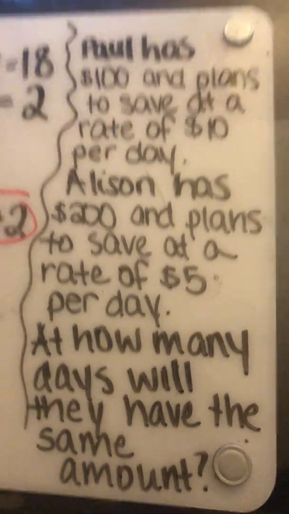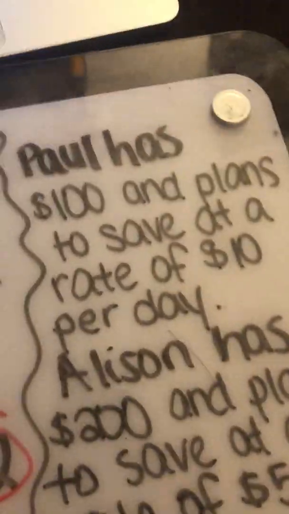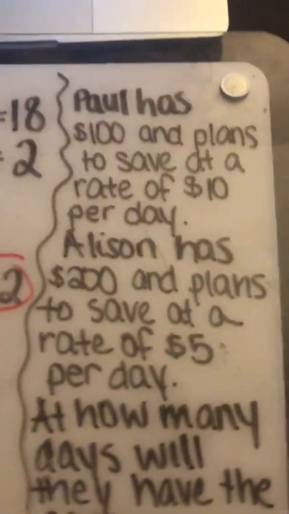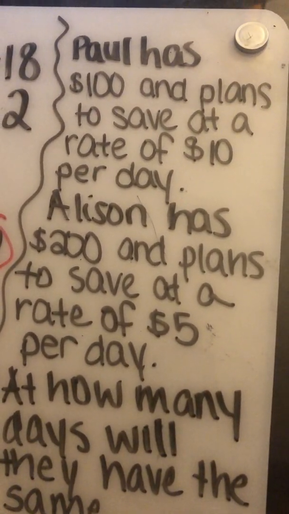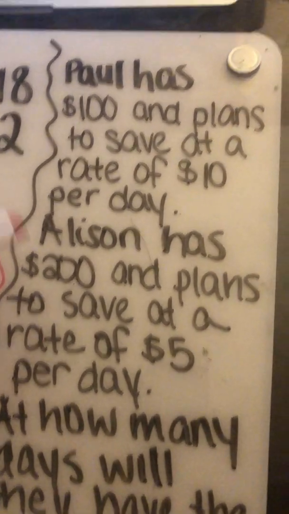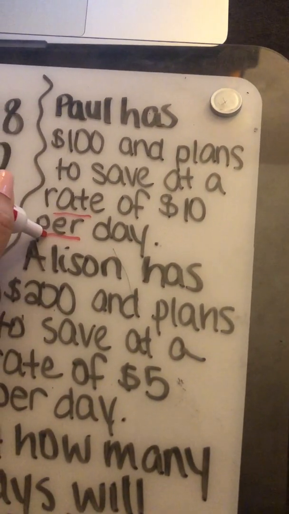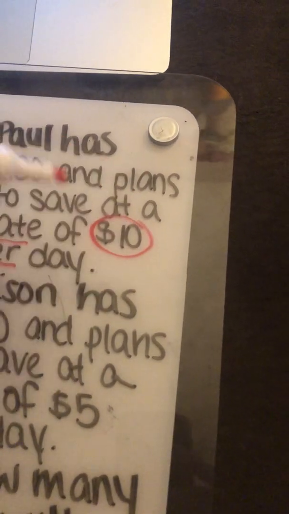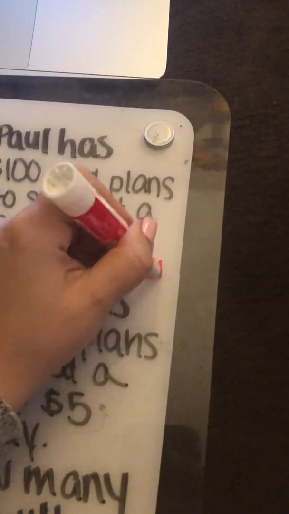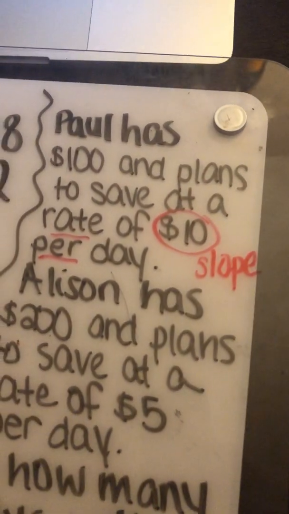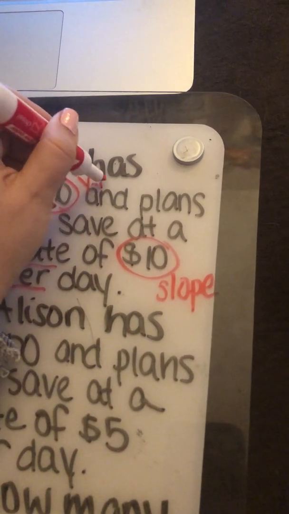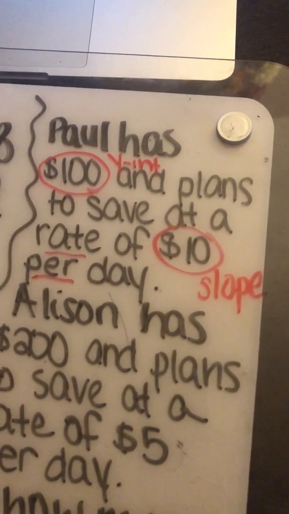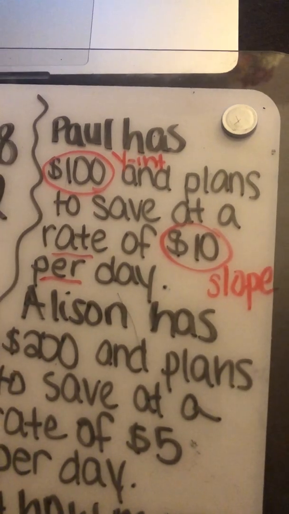Okay, and then the last question is a word problem. So I made this one up, but it's similar to what you might see. So it says Paul has $100 and plans to save at a rate of $10 per day. So right here, I'm noticing the word rate and per when the $10 was mentioned. So I start already thinking of, okay, this must be my slope. And if he has $100, then this must be my y-intercept. So I know that the equation for Paul is probably going to be in slope-intercept form.